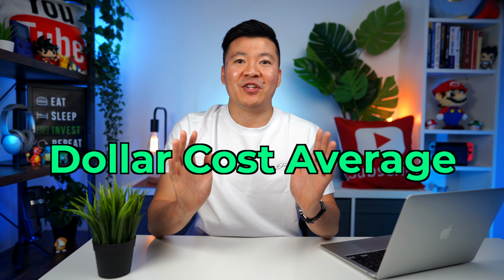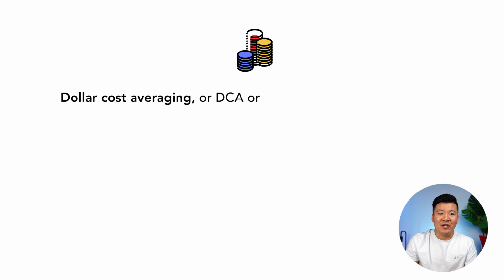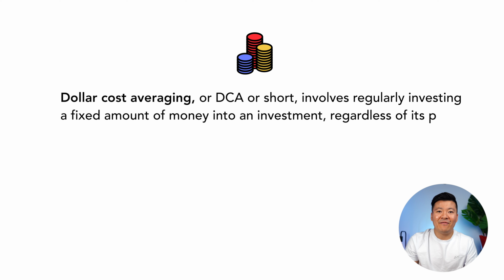Alright, so as promised, I'm going to show you how to invest in ETFs using one of the best investing strategies to maximize your returns while reducing risk. This is called the dollar cost average strategy. I use this strategy myself and I think it's great for most new investors because it takes the guesswork and emotions out of investing. Dollar cost averaging, or DCA for short, involves regularly investing a fixed amount of money into an investment regardless of its price.